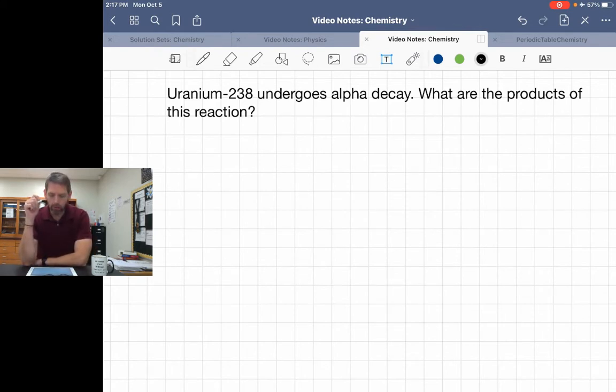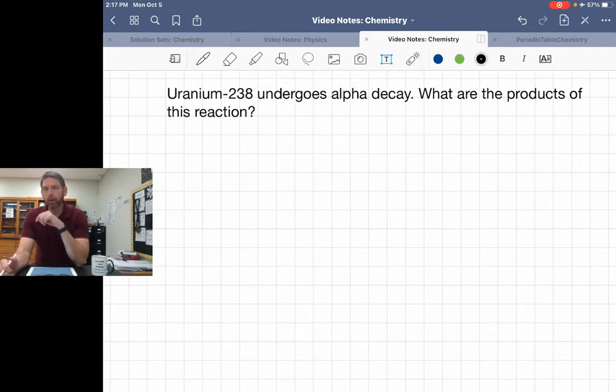Uranium-238 is undergoing alpha decay. What are the products of the reaction? In a nuclear reaction, what we need to keep in mind is that it's just the parts of the nucleus that we are focused on. So we're only focused on protons and neutrons. Typically, we're not going to be worrying about electrons.